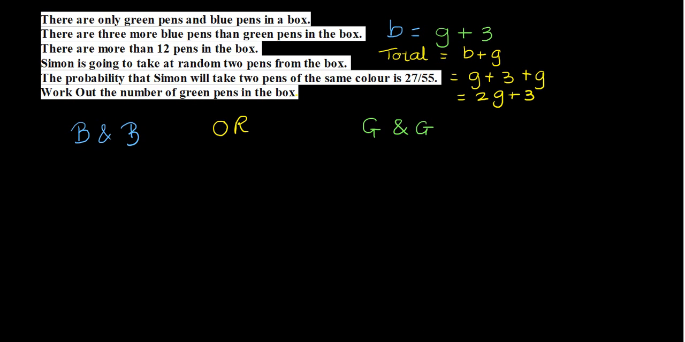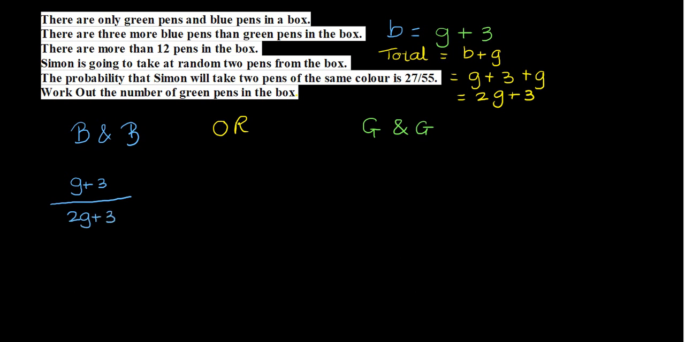Right. So when we start off with the blue pens, the probability of getting the first pen that is blue would be the number of blue pens. The number of blue pens is G plus 3 over 2G plus 3, which is the total number of pens. That's for my first pick.